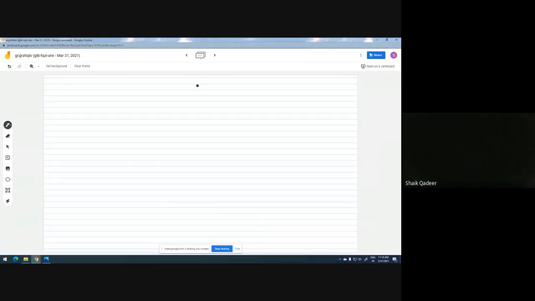So I'm using the same screen to move further about the devices, to elaborate the different types of devices connected to PLC.